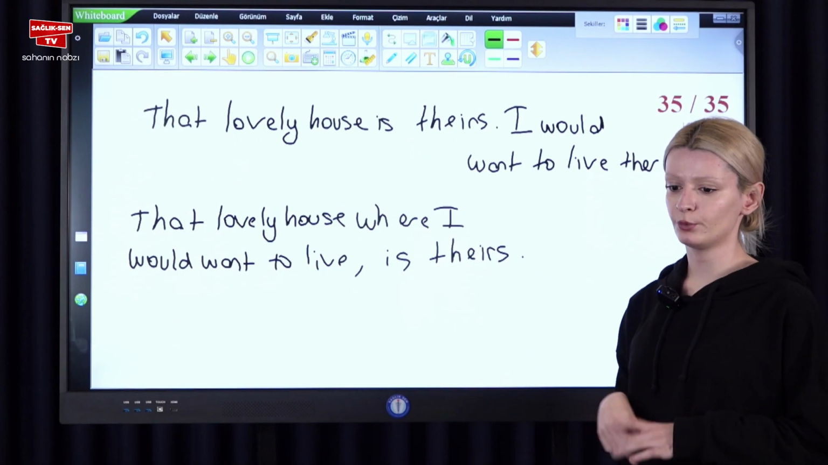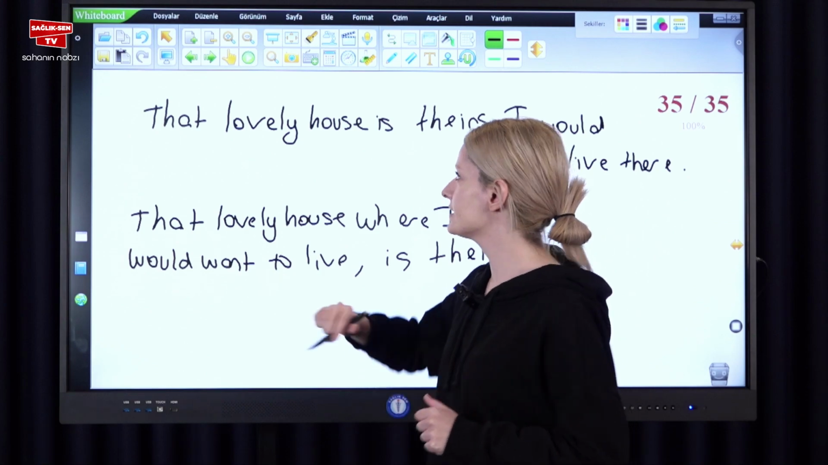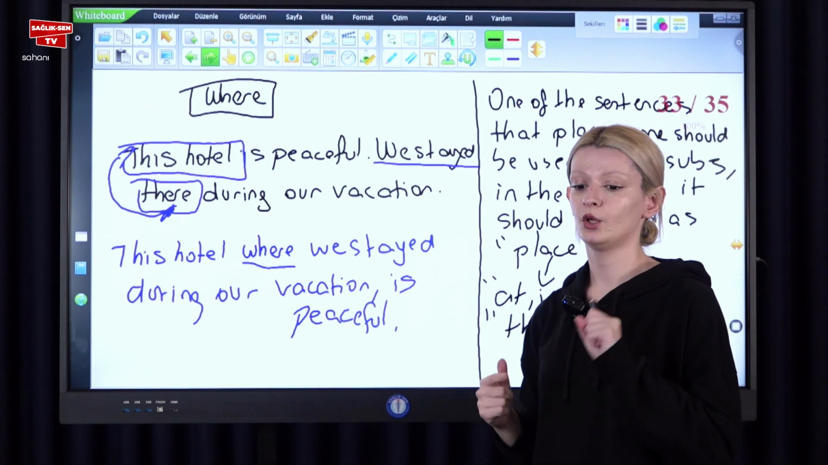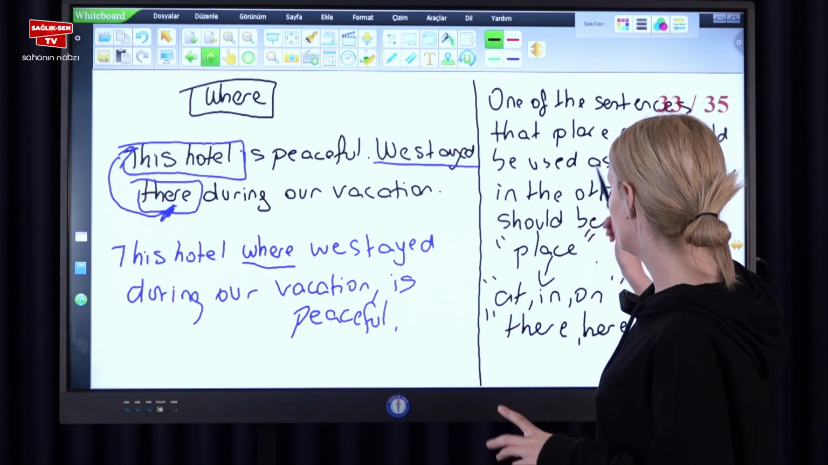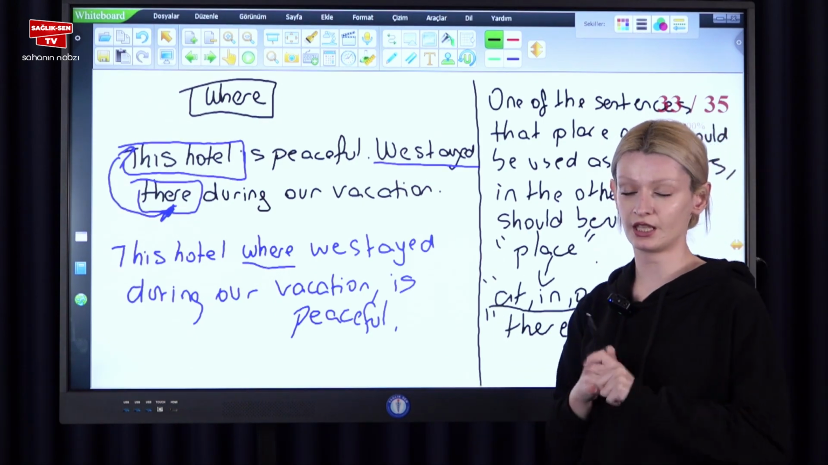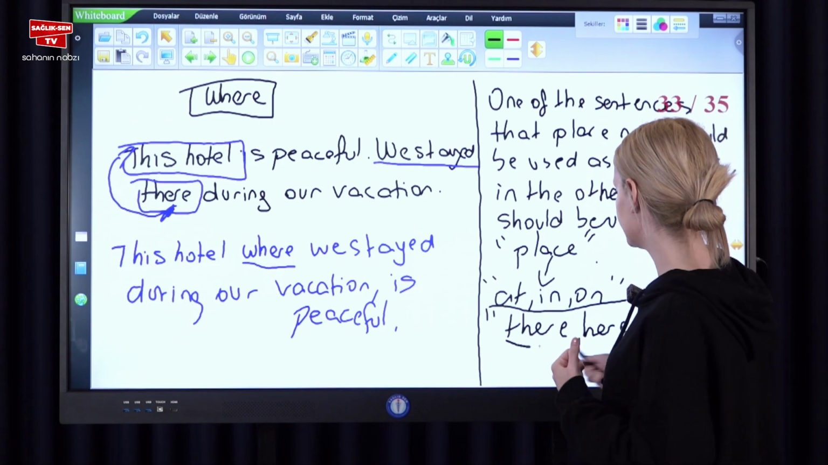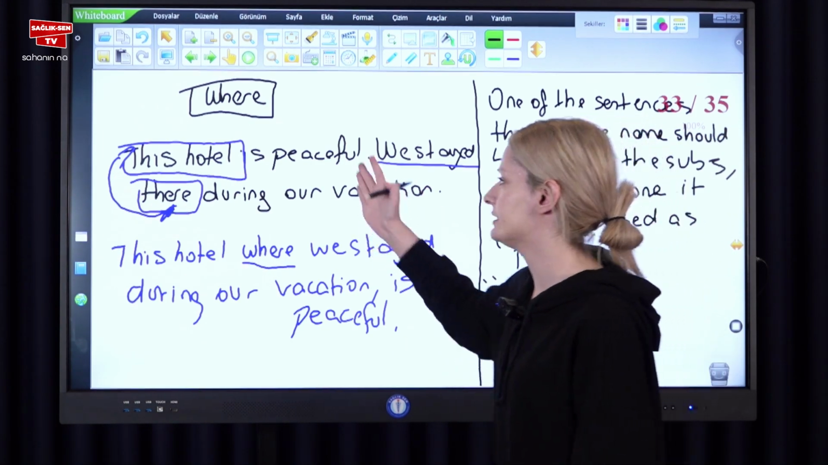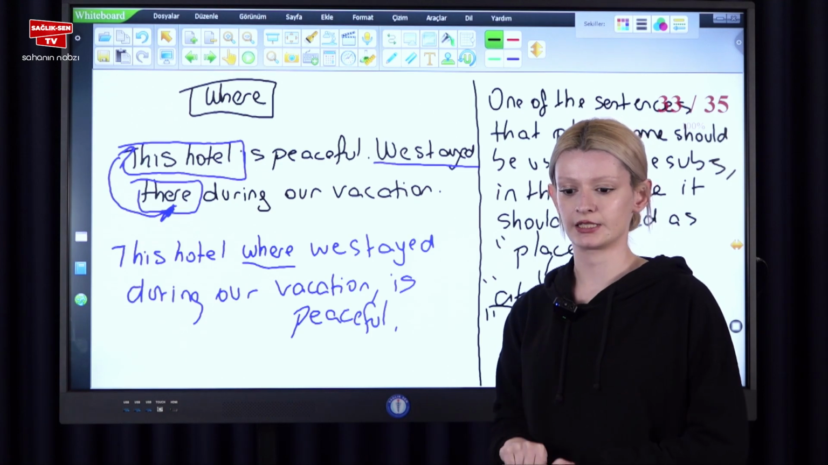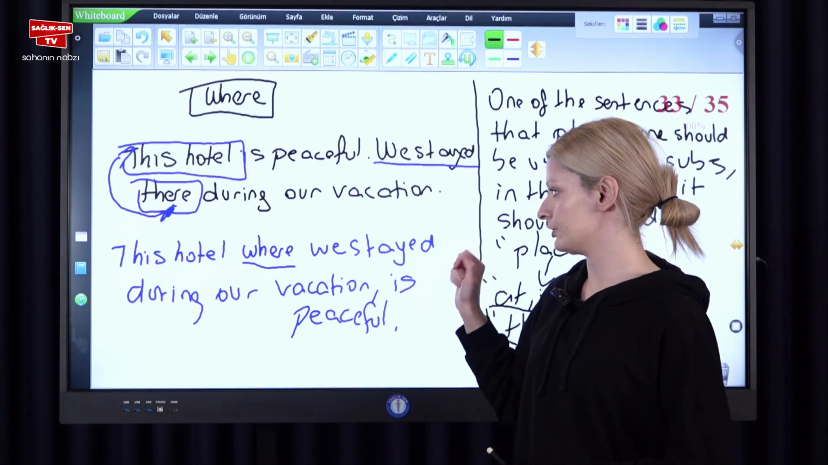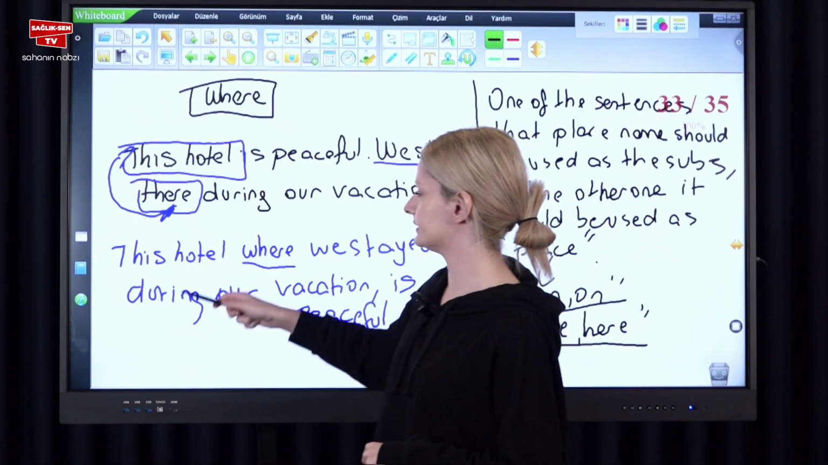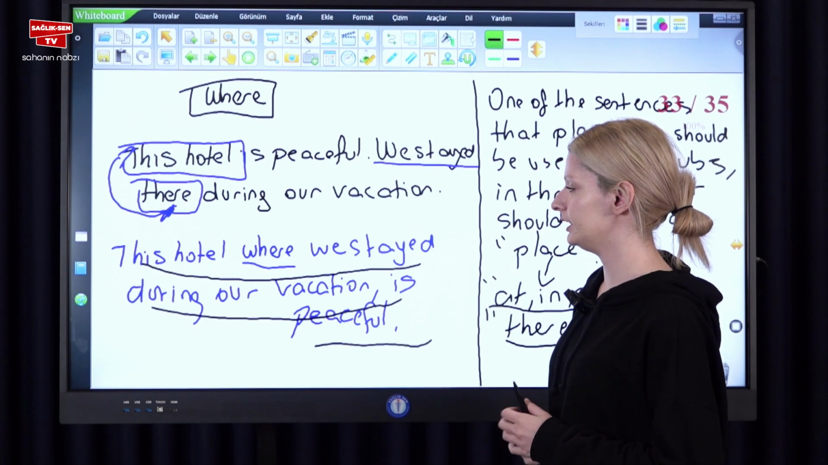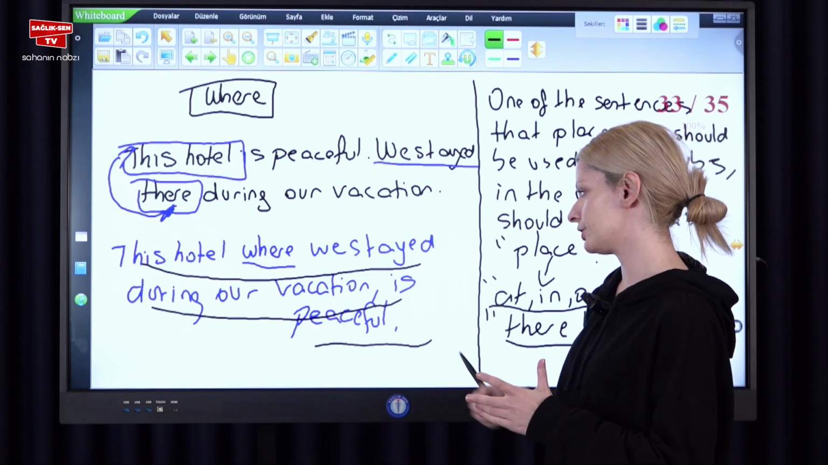This is pretty important when it comes to where. In one of the sentences, as we have said, you have to have the place meaning, which can be understood from place prepositions: at, in, on, or there, here. But in the other sentence, it must be used as the subject of the sentence. And I also cannot change the order of these sentences, which you can see in the example here. This hotel where we stayed during our vacation is peaceful.